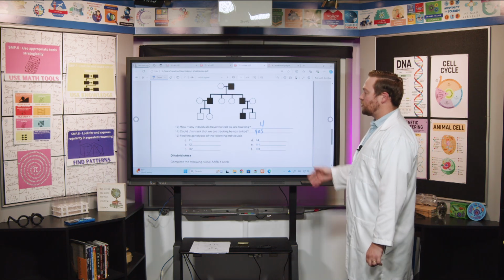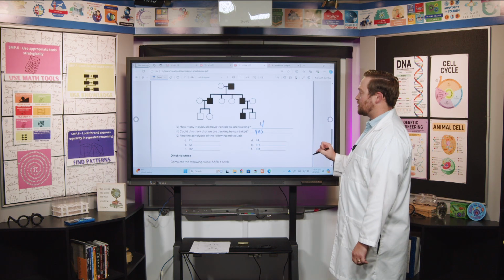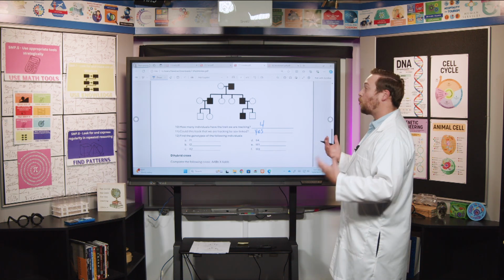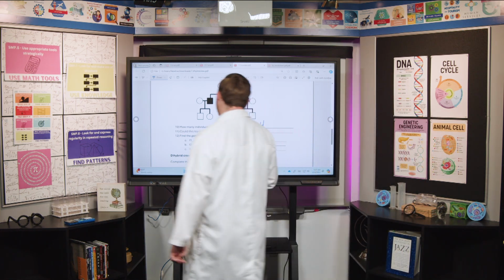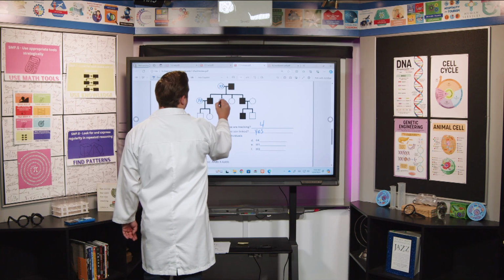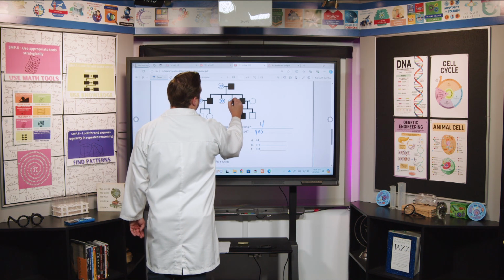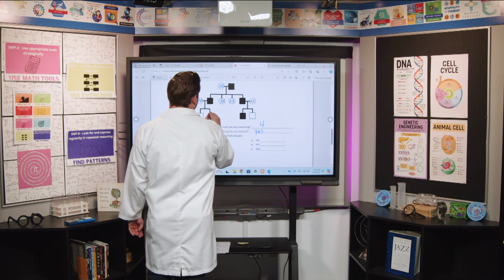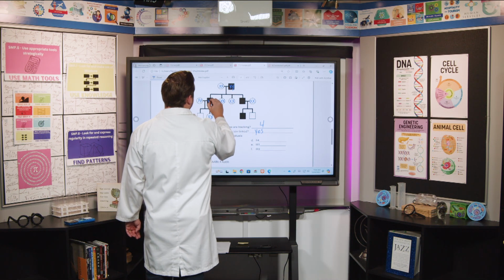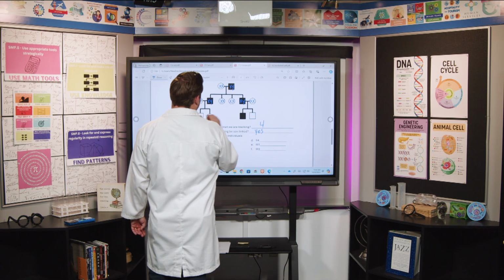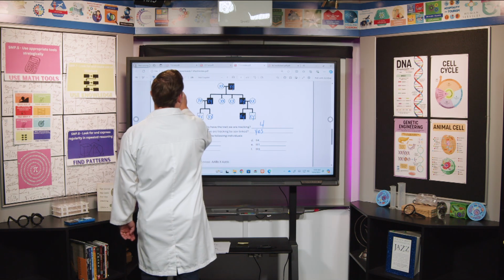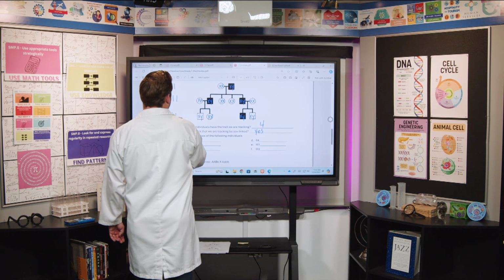All right, so now what it wants us to do is start filling in the genotypes of these individuals. Because we think this is a sex-linked trait, remember that we're using X's and Y's here, which are the sex chromosomes. So we know all the circles are going to be XX. I'm going to go ahead and fill that in. And all the males are going to be XY. I'll fill in this information as well.